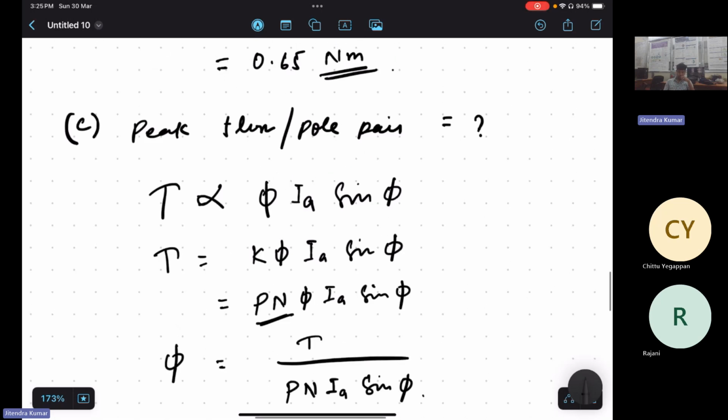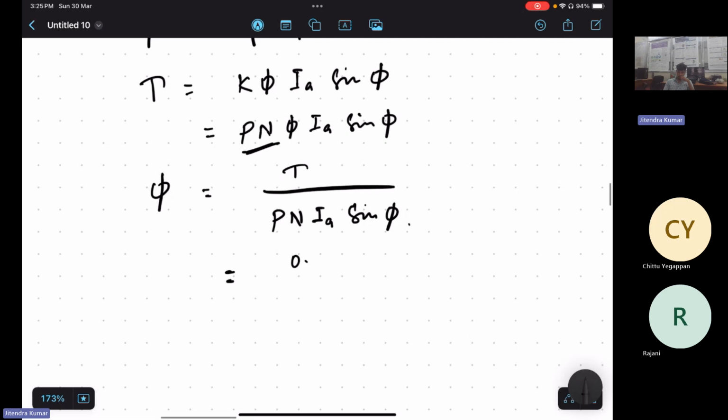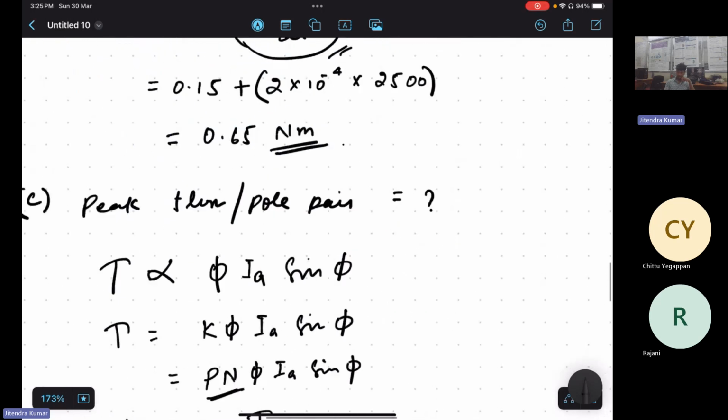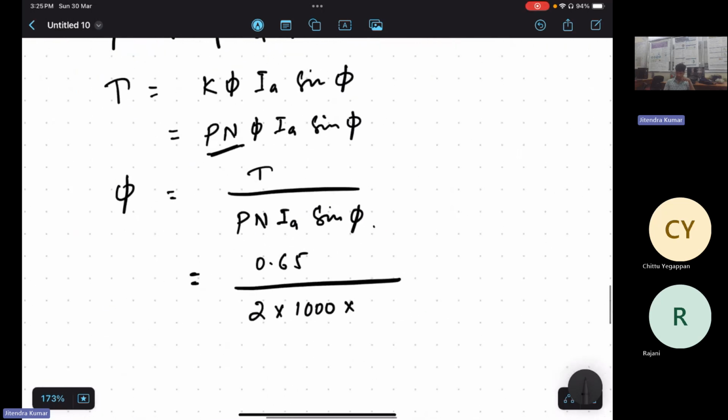Now torque we have calculated, which is 0.65. Number of poles is 2. Number of turns per phase is 1000. Armature current Ia is 2 ampere. Sin phi. So what should be the value of sin phi?